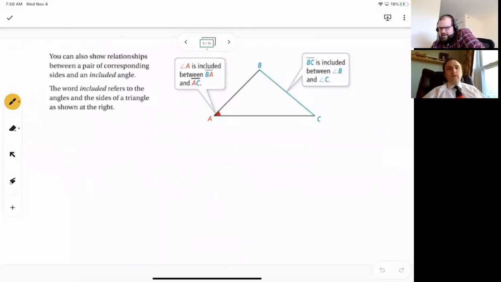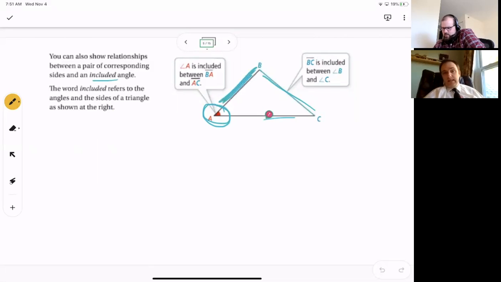All right. This is just introducing some vocabulary, talking about an included angle and an included side, which will be over here. So you can show relationships between a pair of corresponding sides and an included angle. So the included angle is in between, say, side AB and side AC. So it's right in between there, squished in between there. And then same idea for an included side. The included side is right between angle B and angle C, and that will come up in two of our triangle congruences.